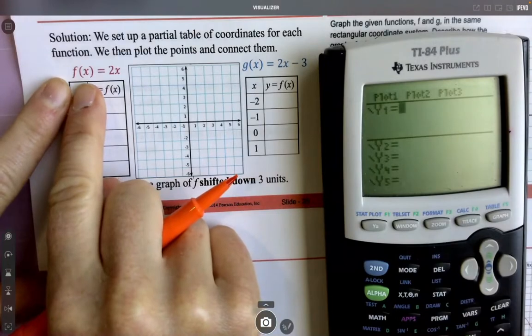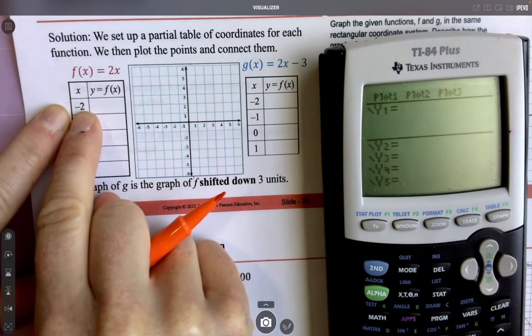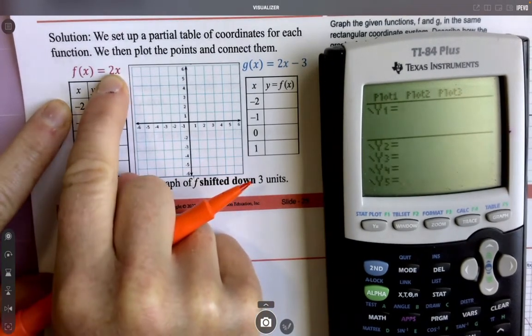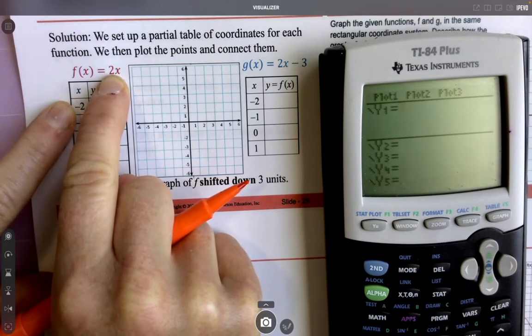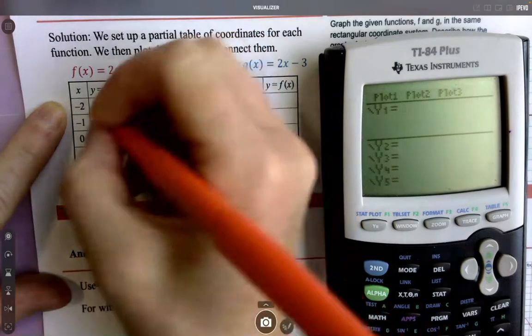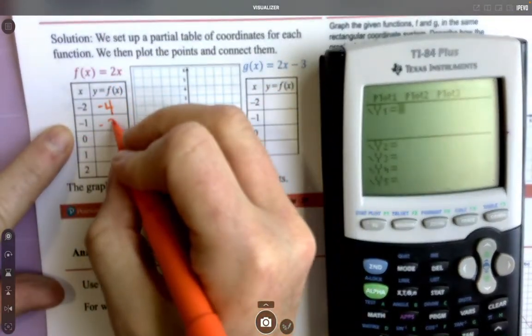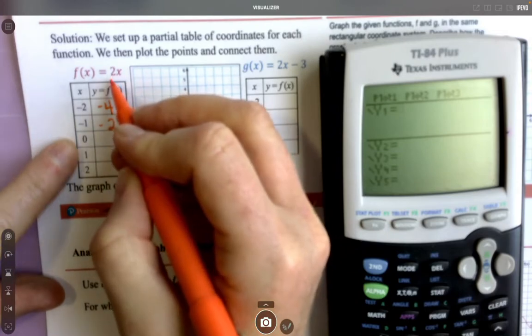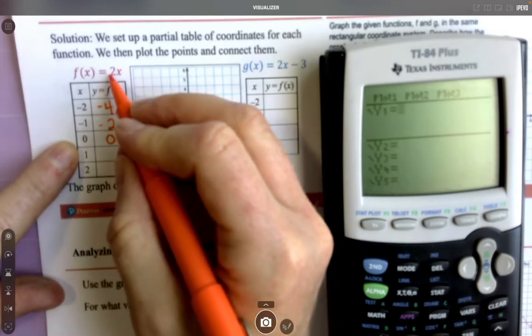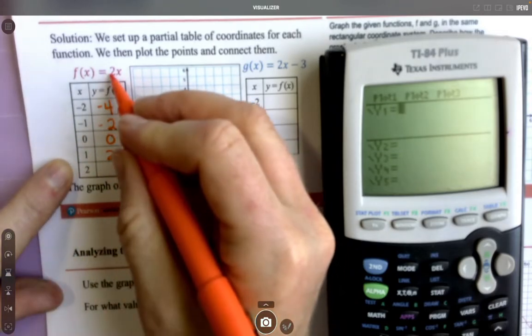When I say f of x equals 2x, x is -2. That means we're going to plug in a number for x. So in this case, it's -2. So 2 times -2 is -4. 2 times -1 is -2. 2 times 0 is 0. 2 times 1 is 2. 2 times 2 is 4.